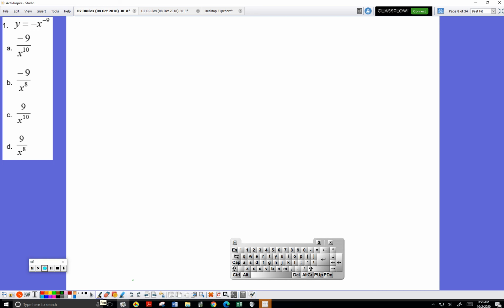Okay, first thing I would do is write the problem slightly differently. I would write y equals -1 multiplied by x to the -9. By doing that, you will save yourself a lot of mistakes. Like literally just writing the -1 really, really helps.